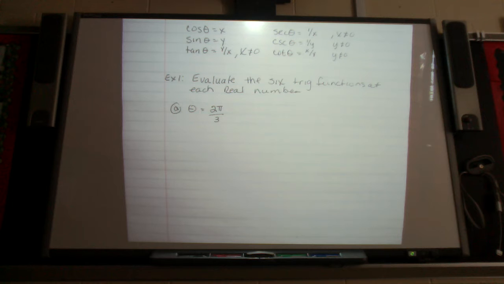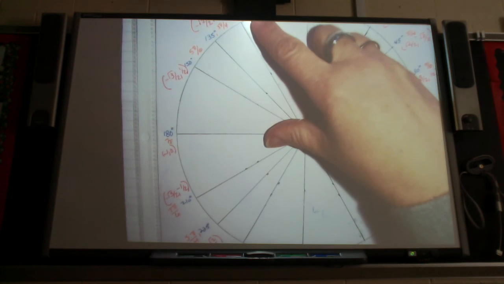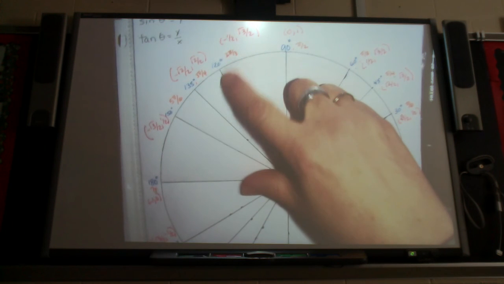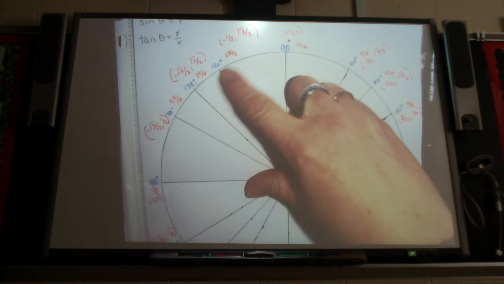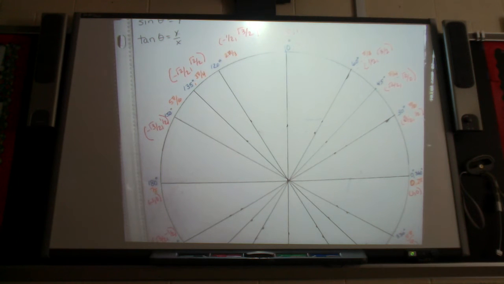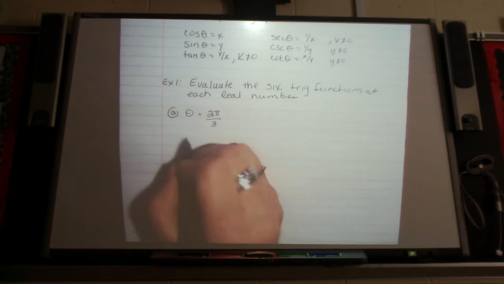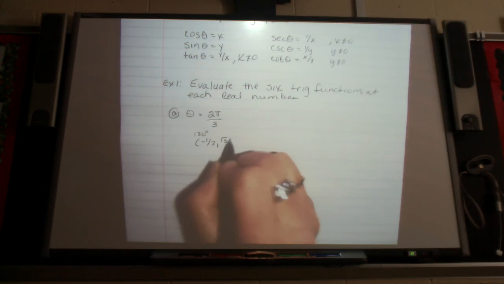So on your unit circle, you need to locate 2 pi over 3. Where's 2 pi over 3 found? It's angle 120. It's right here. Here's 2 pi over 3, here's 120. And so what's the ordered pair that goes along with 2 pi over 3? Negative 1/2, radical 3. So this is 120 degrees, and its ordered pair is negative 1/2, square root of 3 over 2.